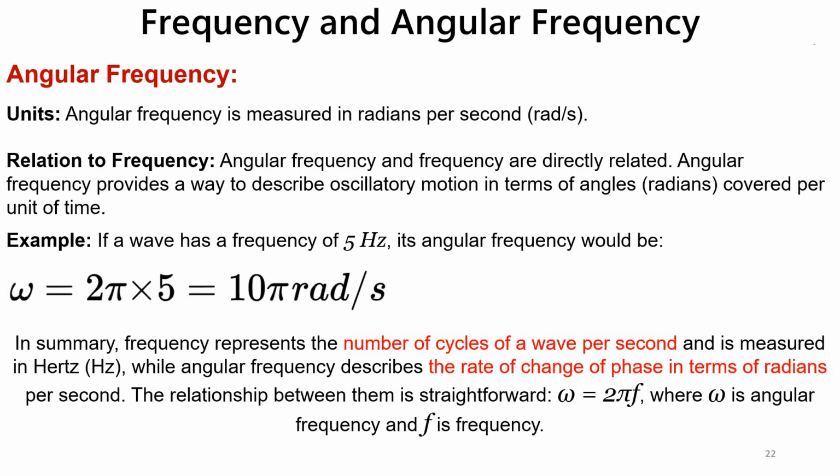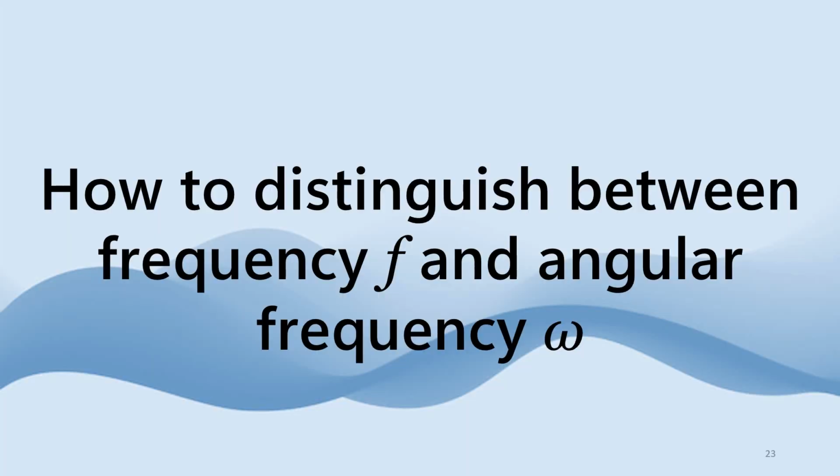We can summarize this in this way: frequency represents just the number of cycles of waves and is measured in hertz, and angular frequency is the rate of change of phase in terms of radians per second. That means the relationship is omega equals 2 pi f. So this is the cycles of waves per second versus the rate of change of phase in terms of radians.